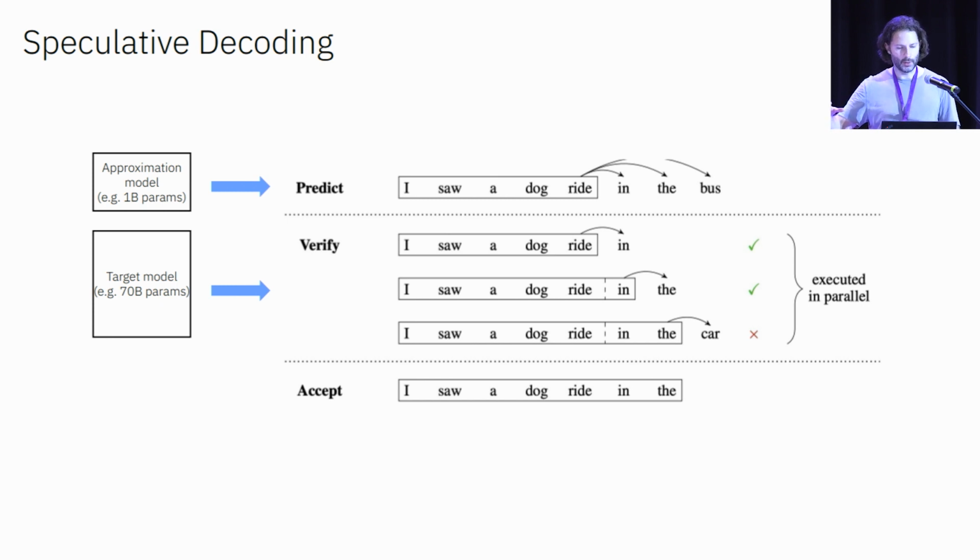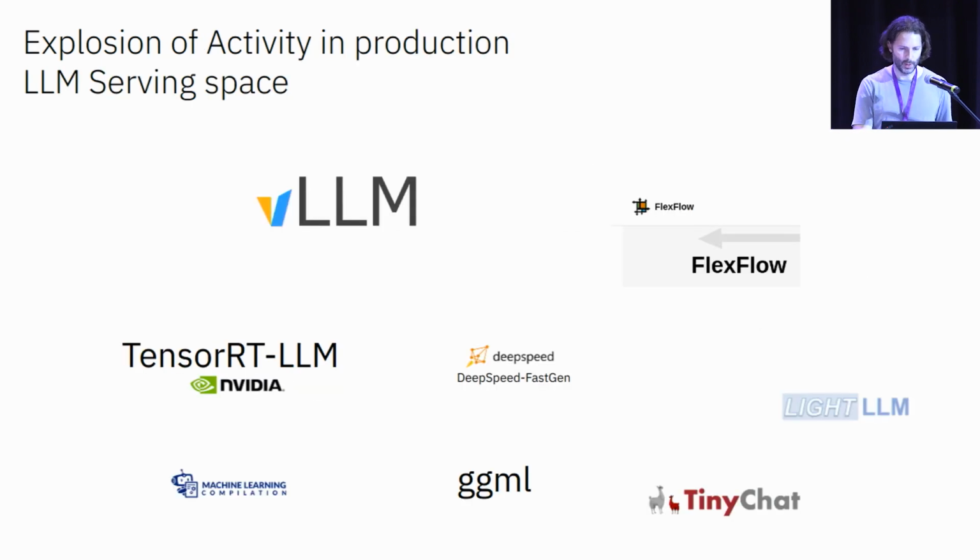And if not, say in this example, the was chosen by the large model, but the car isn't the right one, or the bus isn't the right one, and you get car instead, then you can just take as many as you get and then revert to doing the predictions from there with the smaller model. So this allows you to jump ahead much more quickly than having to do these steps that depend on the prior ones.